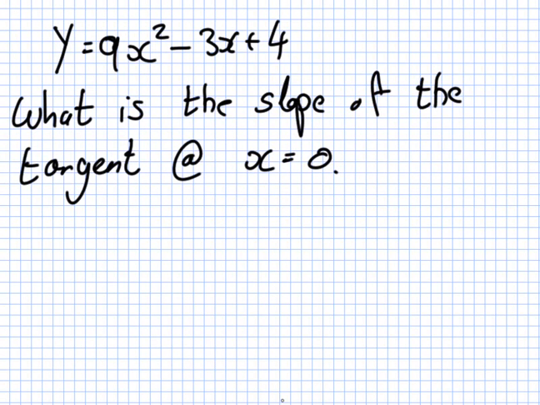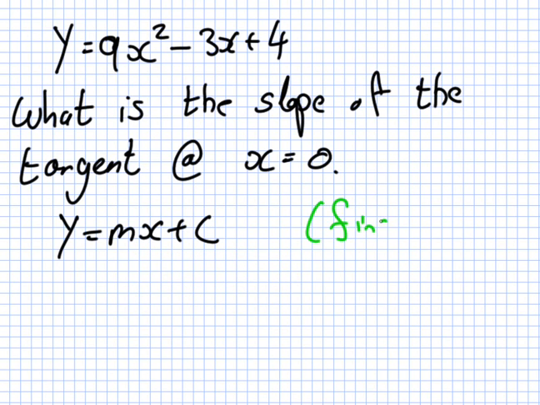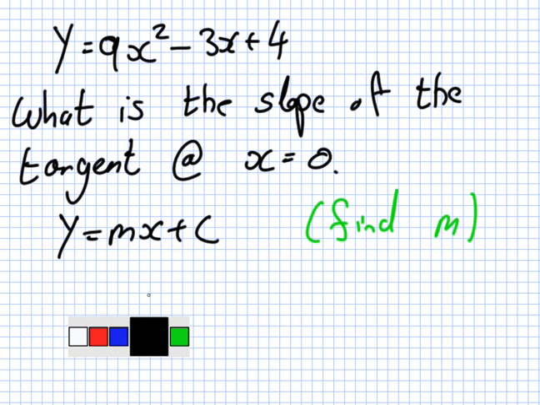So how can we do it using pen and paper? What we do is first we say, if it's a tangent line, it's a line. And if it's a line, it will be like this, y equals mx plus c. What we really want to know is the m. We're trying to find m. We don't really care about the c. We just care about knowing what the m is, because that is the slope.